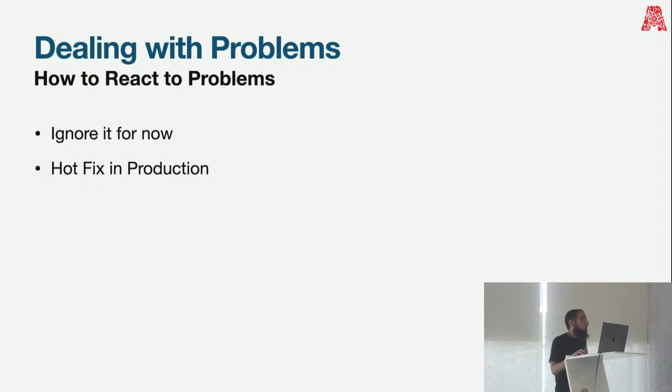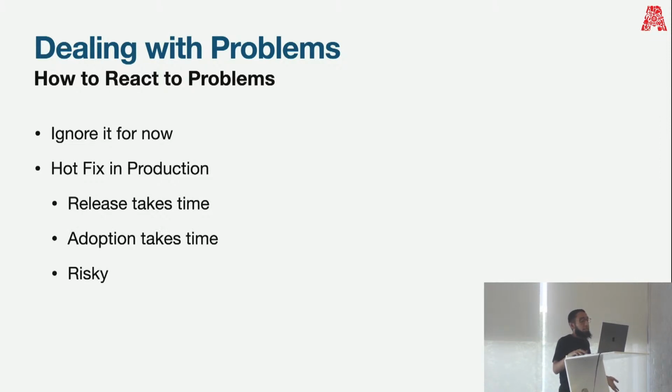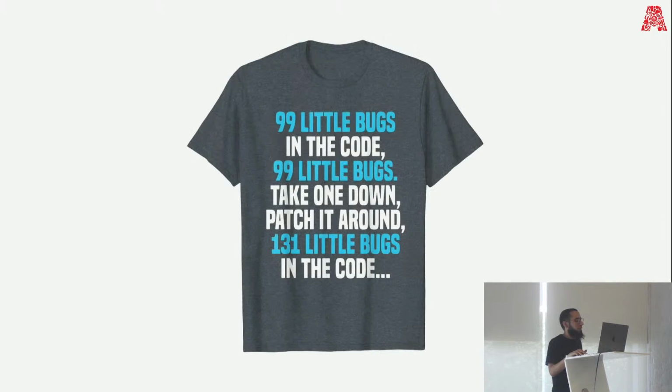But if it's something really major and affecting the business and critical, you probably need the hotfix in production. But keeping in mind that hotfixing in production is problematic because, like we said before, one of the bottlenecks is the process bottlenecks take time. So releases take time, adoption takes time, and it's risky because every time you fix a bug, and especially under pressure and without a lot of time to review and figure out if it works pretty well or not, under the deadline of deadlines and pressure and a production issue happening, you introduce more bugs. And so 99 little bugs in the code, 99 little bugs, take one down, patch it around, 131 little bugs in the code. And that's actually the reality.